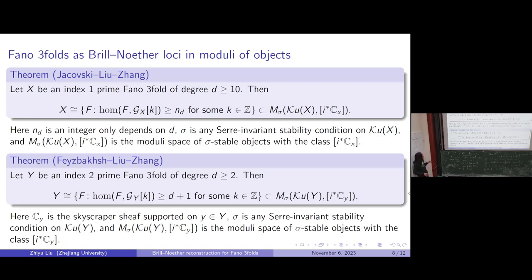And the second step, and also the hardest one, is to prove this embedding is actually an isomorphism between X and the Brill-Noether locus, which means for any stable object in this moduli space satisfying this condition, we need to prove that it's isomorphic to the projection of a skyscraper sheaf. And this is by some hard homological algebra.